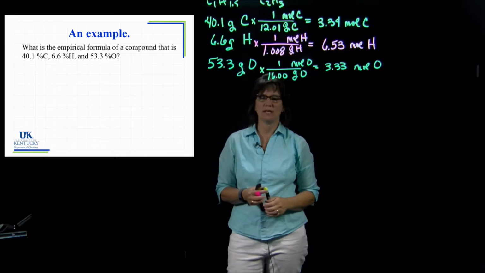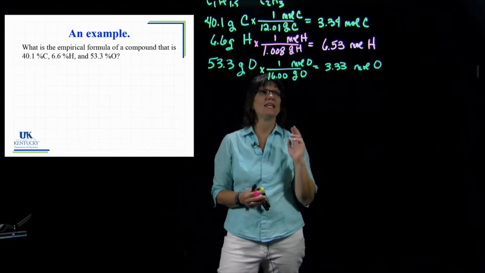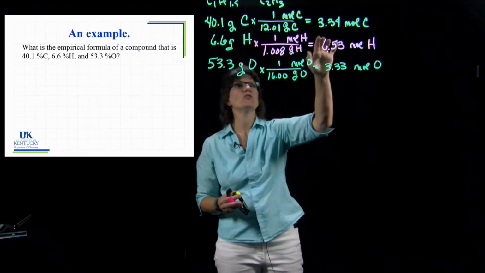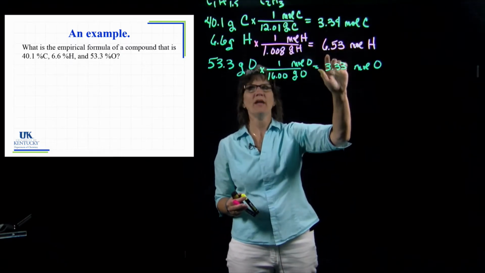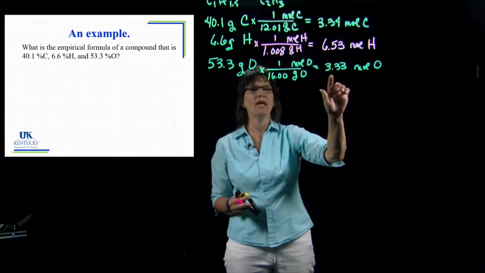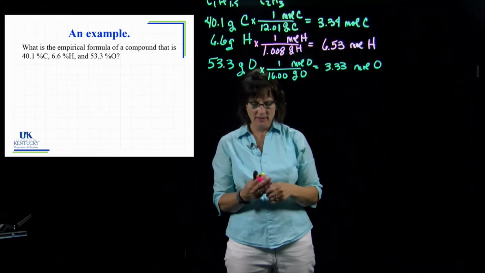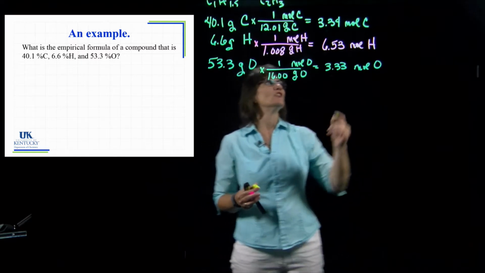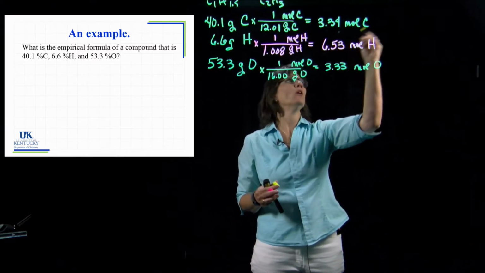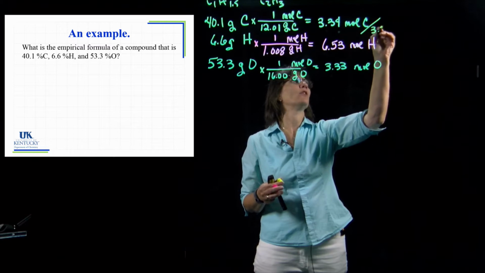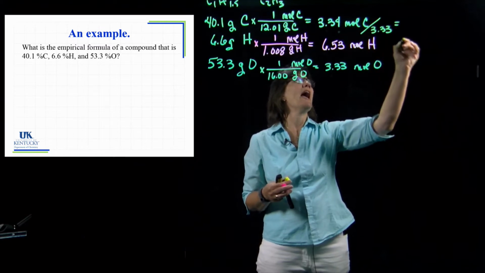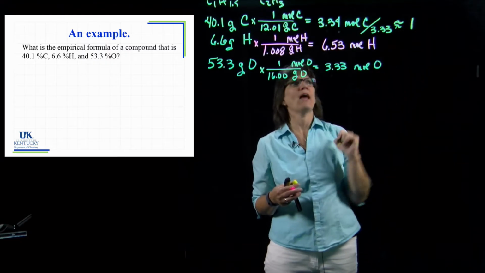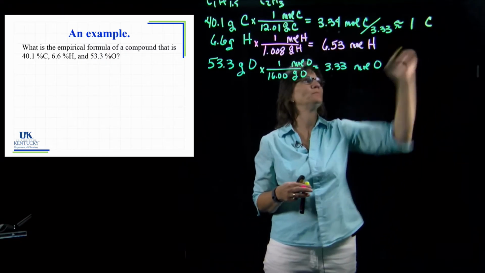What does step 3 say? Step 3 says divide each one of these by the smallest of the values. So I'm going to take the carbon and the hydrogen and the oxygen number and divide by whichever one of these is the smallest. Well, the smallest of the bunch is 3.33. So I'm going to take this value divided by 3.33, okay? And that is essentially very, very close to 1 for that one, okay? So I have 1 carbon.